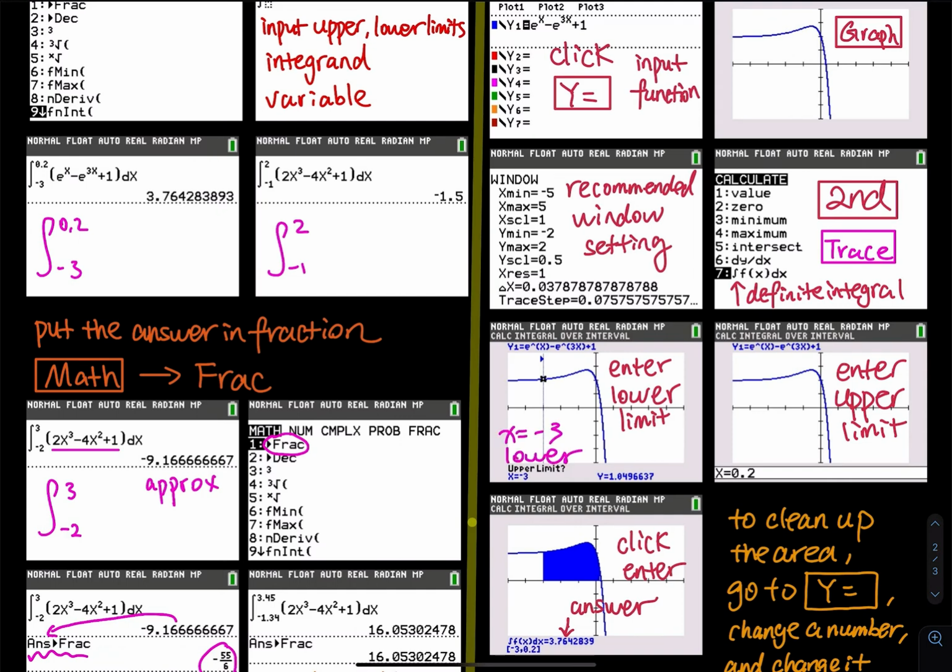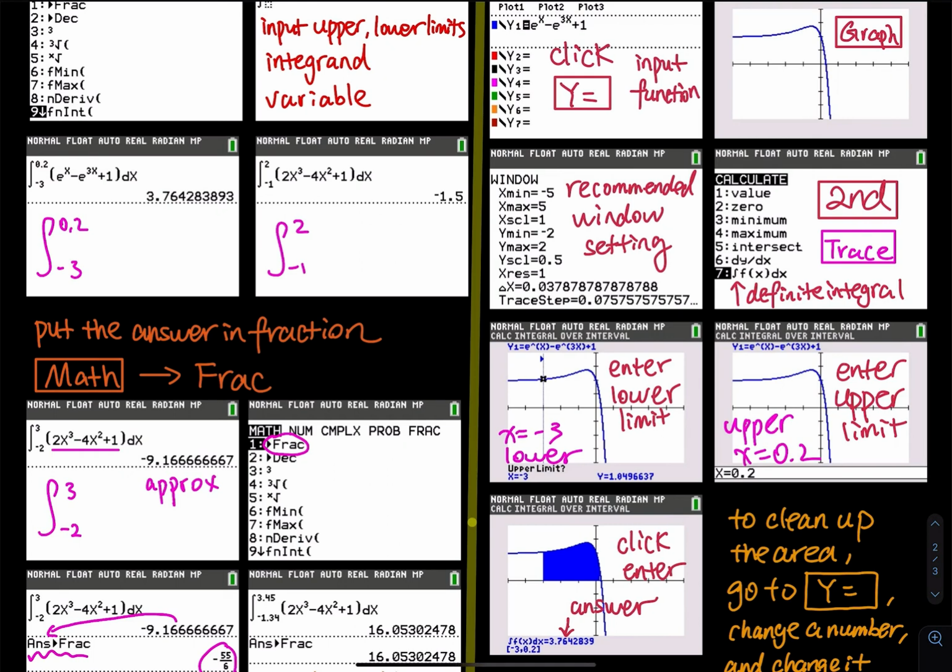Just put -3. Be very careful with the negative key and the minus key. The negative key is right next to the decimal point. Again, the negative key is right next to the decimal point. Do not use a minus. If you use a minus, it will return a syntax error. All right? Use the negative sign. The negative sign is right next to the decimal point. So -3 is your lower limit, and then your upper limit is x equals 0.2.